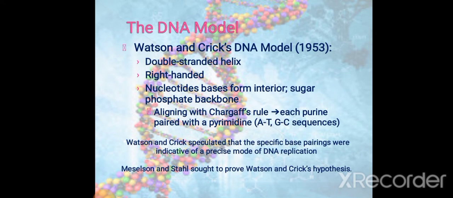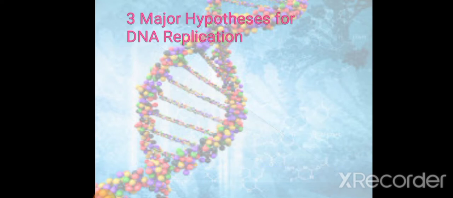Now this semi-conservative mode of DNA replication was explained by Meselson and Stahl, that is Matthew Meselson and Franklin Stahl. Both of these scientists performed an experiment to prove that DNA is replicated through the semi-conservative mode. There are three different major hypotheses put forward by Meselson and Stahl.